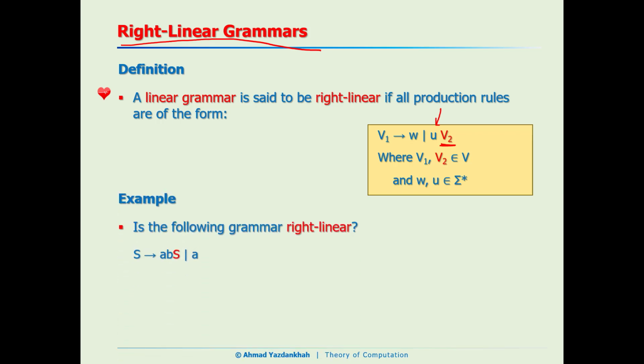Look at this. First of all, is it a linear grammar? Yes, it is a linear grammar because on the right side we have at most one variable. And now, is this a right linear grammar? Yes, because the variable appears on the right side of the terminals.